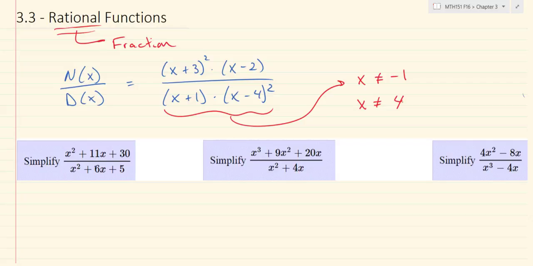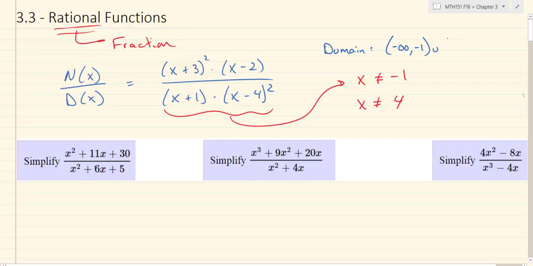Because of this, what does this mean as far as the domain? It means that your domain, the x's that you can use in this particular problem, can be anything you want except negative 1 and positive 4. So if you were to write the domain in interval notation, it would go from negative infinity to negative 1, union with negative 1 to 4, union with 4 to infinity. And this looks confusing because it's interval notation.